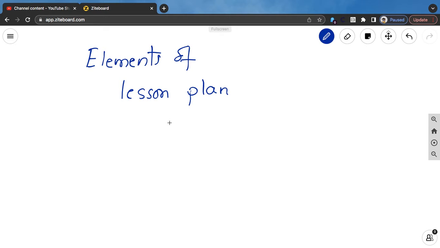Elements of a lesson plan. First of all, let's discuss why we plan a lesson. So that we know how to effectively use our 40 minutes. We want to know how we will start, what kind of exercises or activities we will make the students do, what examples we will give, how we will end, and what questions we will ask.